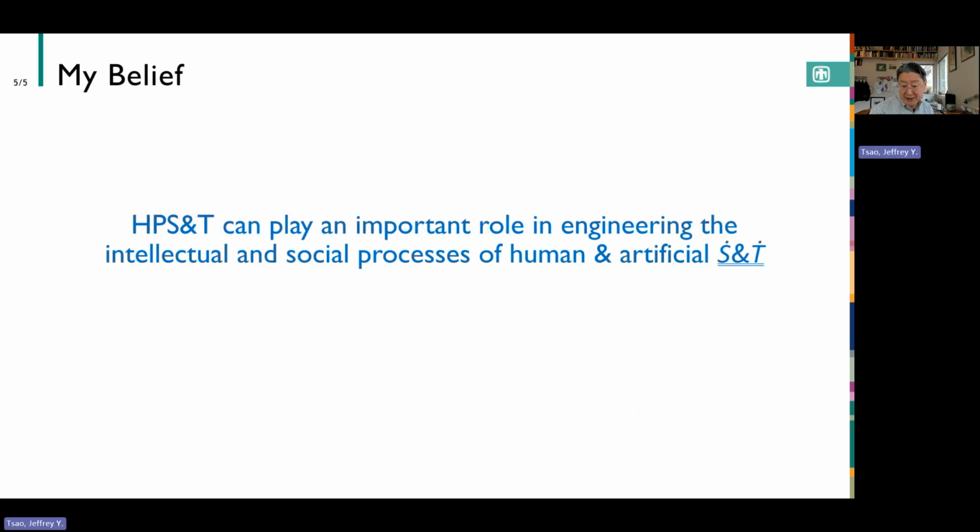Let me close with a belief of mine that I'm pretty excited about, and that is that HPS&T can play an important role in engineering the intellectual and social processes by which human and artificial intelligences advance science and technology. The technoscientific method I discussed today is just one example of that.